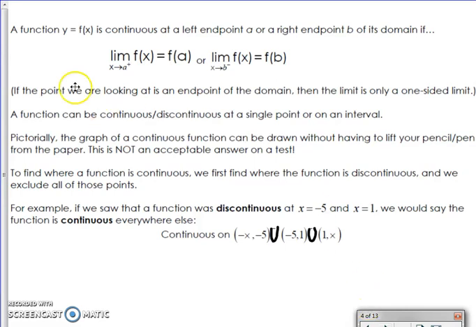And then it says here, if the point we're looking at is an endpoint, then you're only looking at the one-sided limit, okay? So if say they give you a graph, it's a piecewise function, and they ask you if it's continuous somewhere on there, and it happens to be the most left point or the most right point, you can still be continuous. You're just looking at the limit from one side. So a function can be continuous or discontinuous at a single point or over an interval. And this is what it means in the graph.